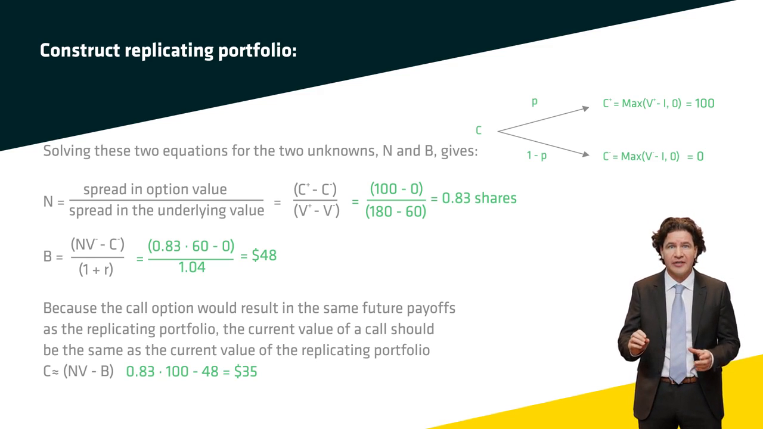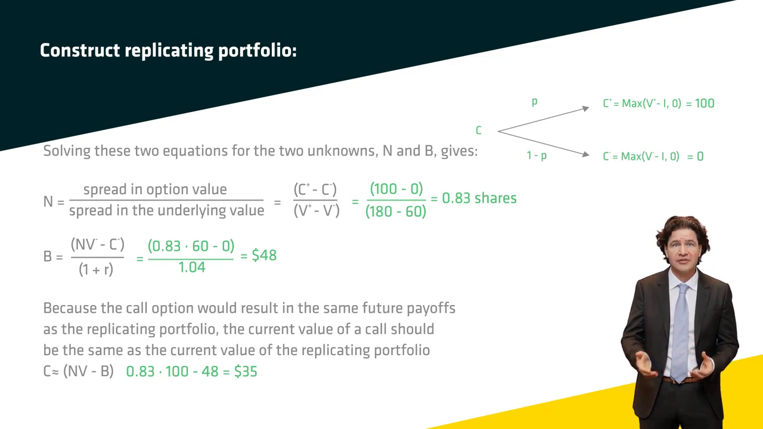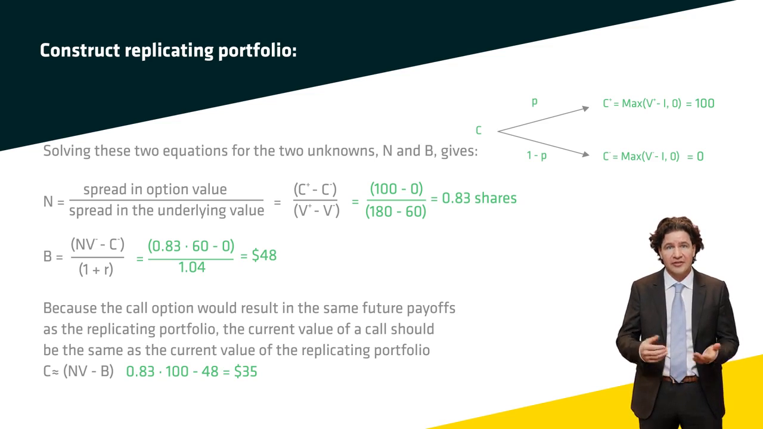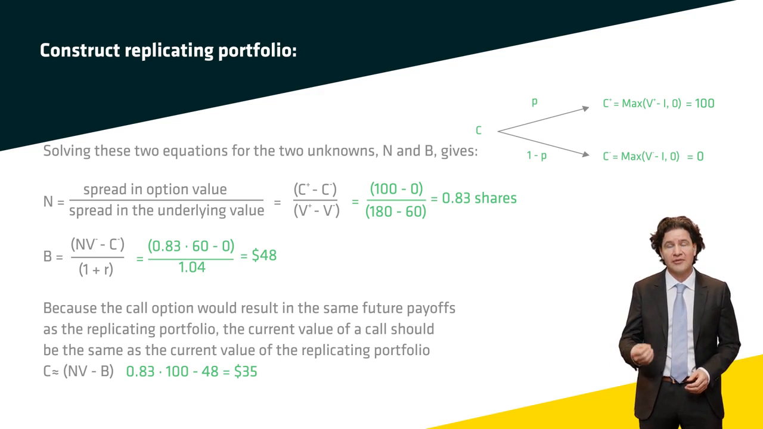Finally, we can derive the value of our replicating portfolio as an approximation of our option value by substituting these results for the number of shares and the amount of loan back into the first equation. So the current value of a fraction of 83% of stock minus the current loan results in a value of $35. And that should also equal the option value.